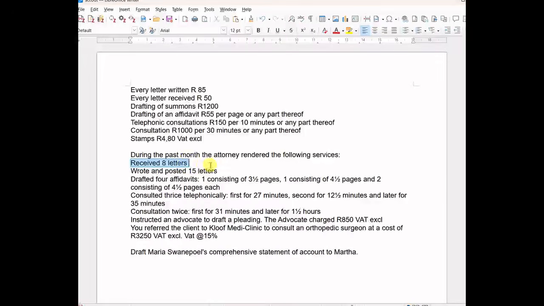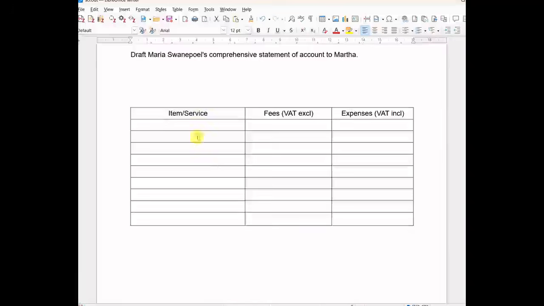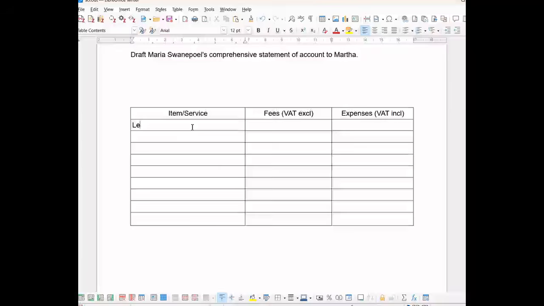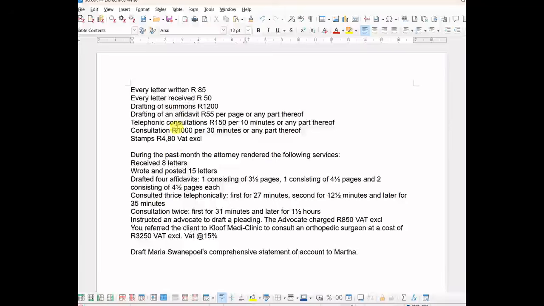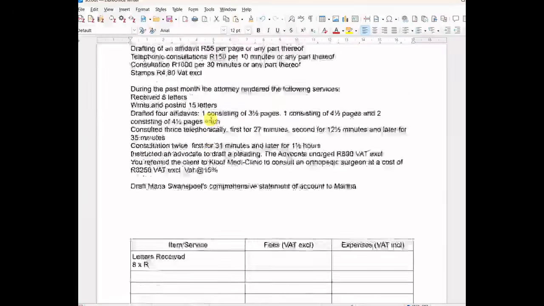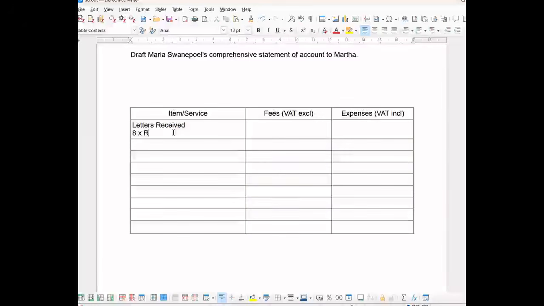We received 8 letters. So I'm going to come down to our chart and make a new line item called letters received, and that was 8 of them. Now, how much do we charge for receiving letters? If we come up to our fees here, you can see for letters received, we charge 50 Rand. So we put our 50 Rand in, and then the subtotal for that line item is 400 Rand.